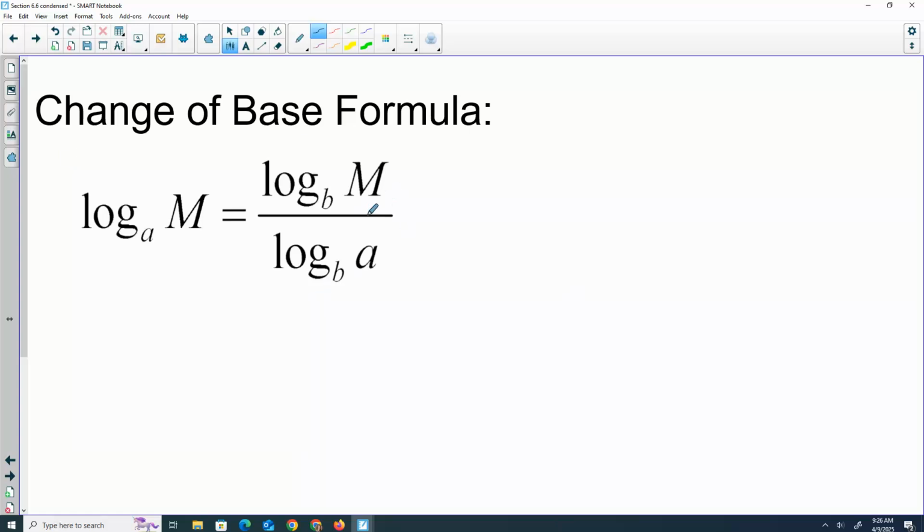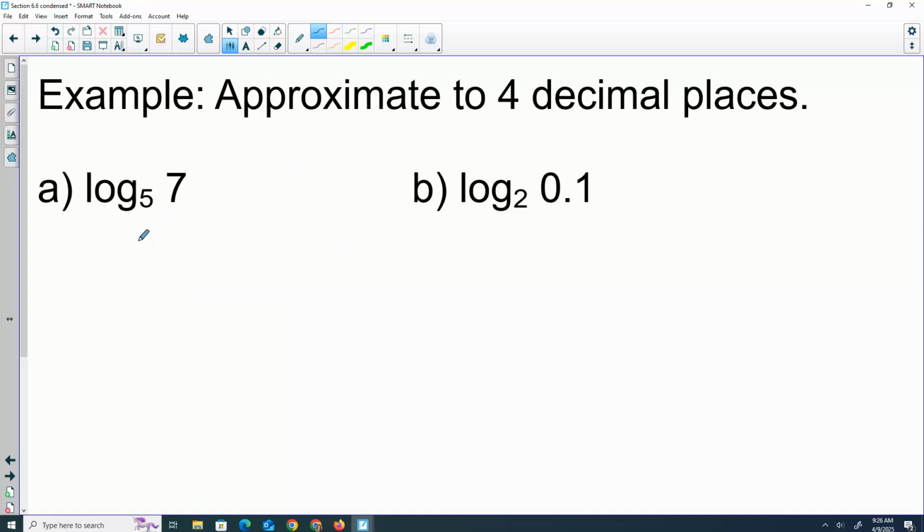So you can change it to whatever base you like, which in our case is usually log base 10 or log base e, of the argument divided by log of the current base. So for example, if I ask you to approximate this with 4 decimal places, if I put this on a test or quiz, just to keep everything fair for those that have calculators that do it versus those that don't, I would tell you, you have to show me the work for the change of base formula. And so what you do is log of the argument divided by log of the base.